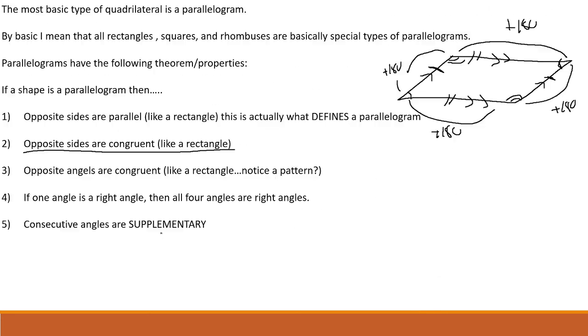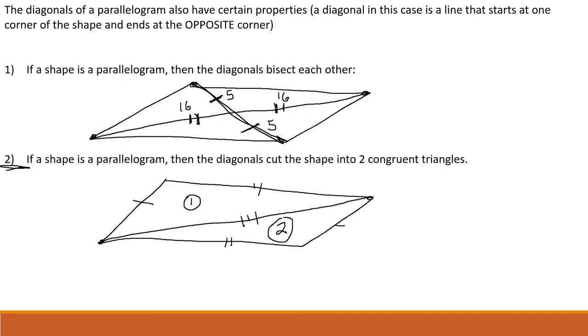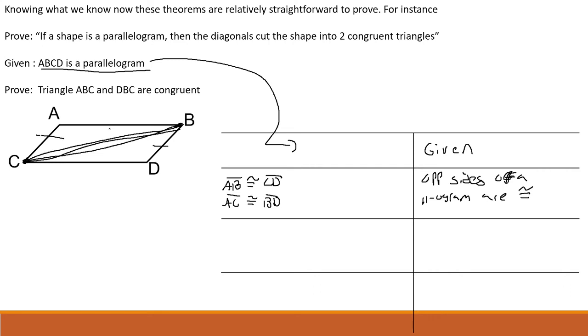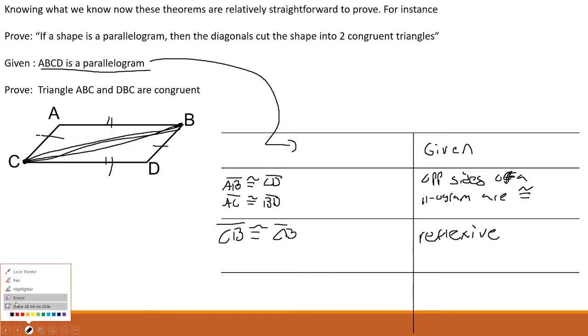So that was that property right here. Opposite sides of a parallelogram are congruent. So that means that opposite sides, boom, boom, and boom, boom, will be congruent. I also know that CB is congruent to CB because it is reflexive. Again, this is one of those freebie sides, right? So the reason I know CB is congruent to itself is because of the reflexive property.